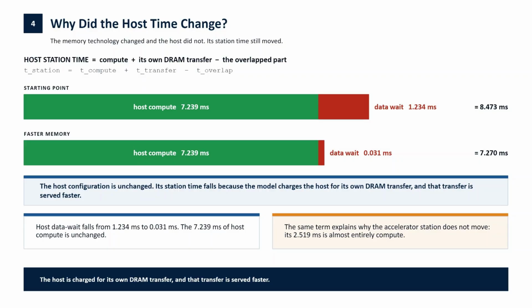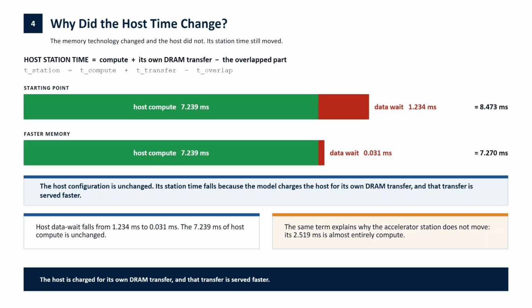The host station time shown on screen is 8.474 milliseconds. Adding the two displayed values gives 8.473 because the total is rounded once rather than being added from two already rounded parts. After changing the memory to HBM3E, host compute time remains unchanged at 7.239 milliseconds. Data weight, however, falls sharply to 0.031 milliseconds. The resulting total is 7.270 milliseconds. So the CPU itself did not become computationally faster because the memory changed. The host station became faster because the CPU spent less time waiting for data.